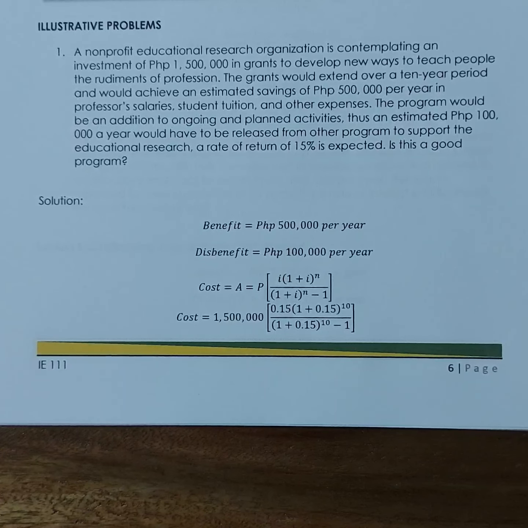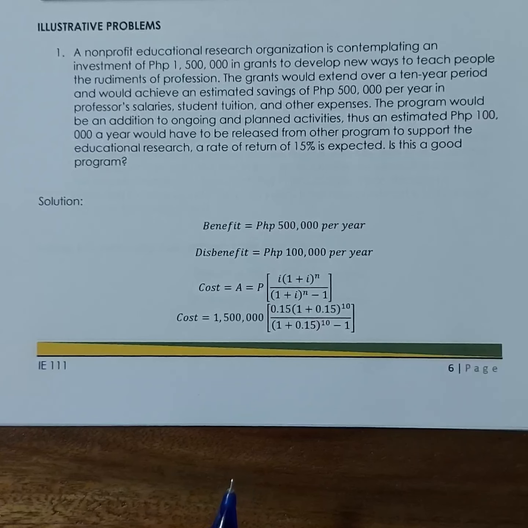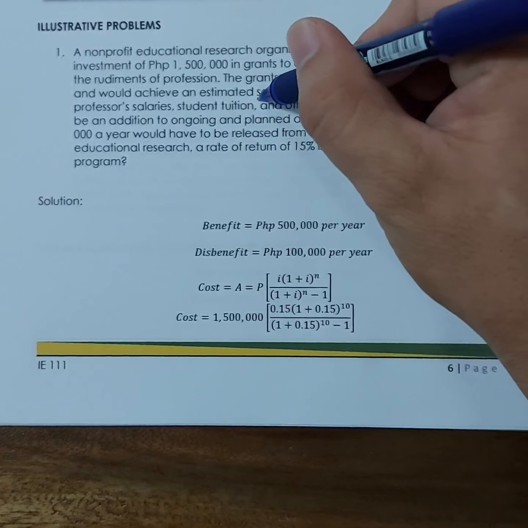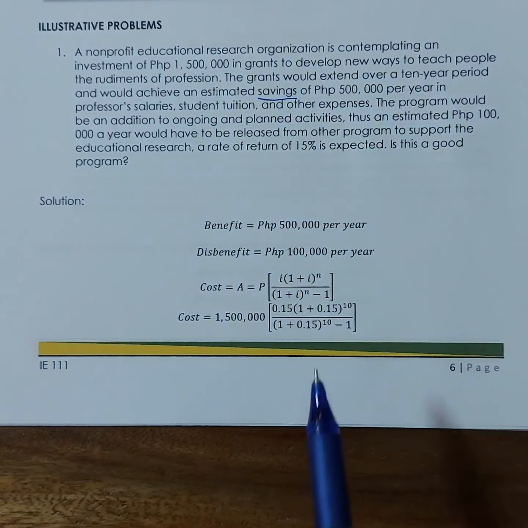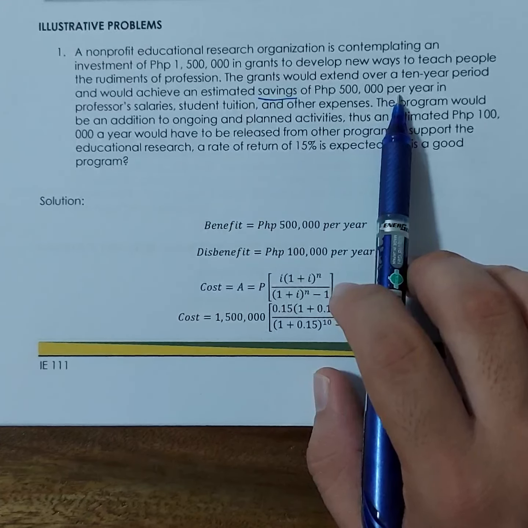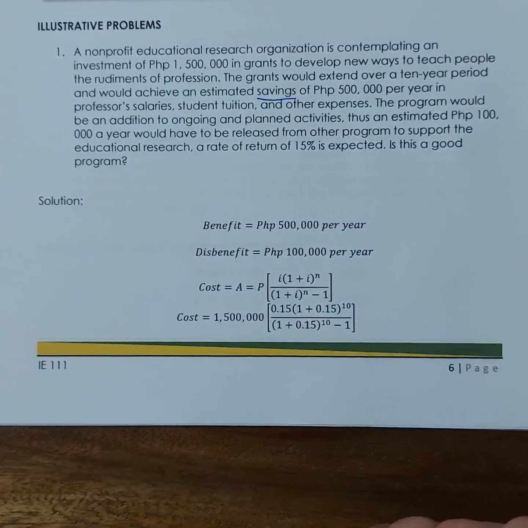Okay, so let's try to identify yung mga items in the problem. So we have to identify, of course, since we need tatlo, no? Sa pag-compute ng benefit cost ratio, we need 3. So the benefits, the disbenefits kung meron, and then the costs. Okay, so let's first identify yung benefit. So ano yung benefit? Magkakaroon tayo ng savings. So by implementing the program, we will have a savings na 500,000 pesos a year. So yan yung savings natin, which is a benefit, ano?